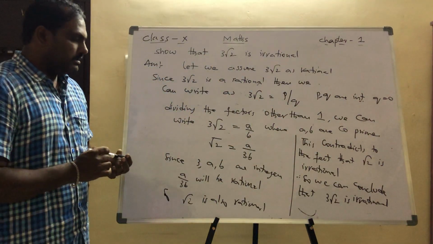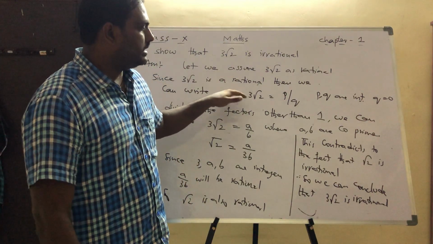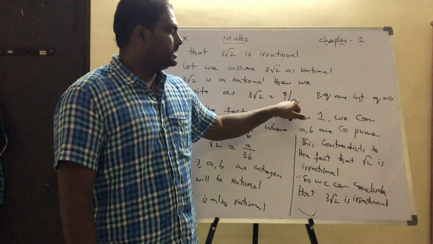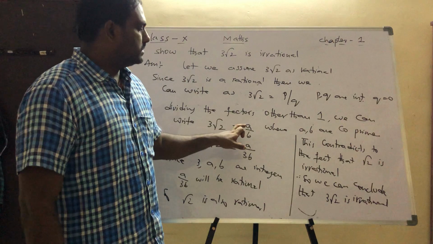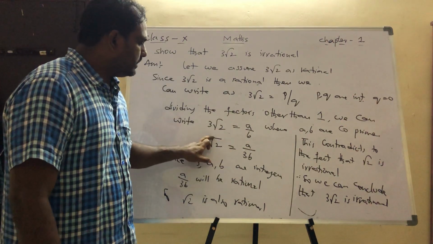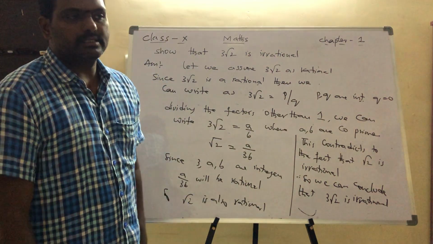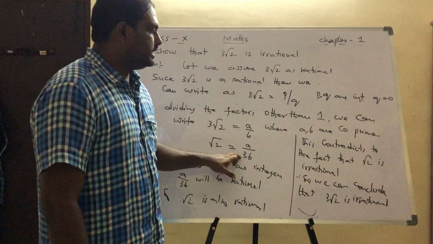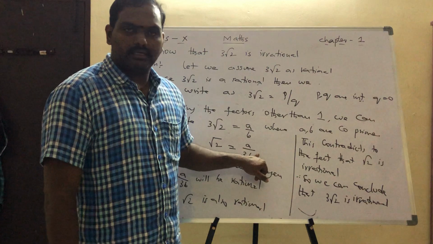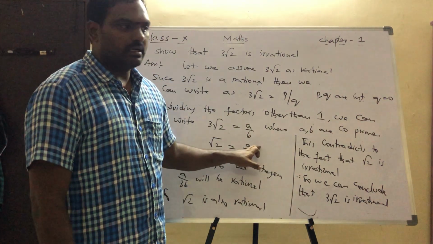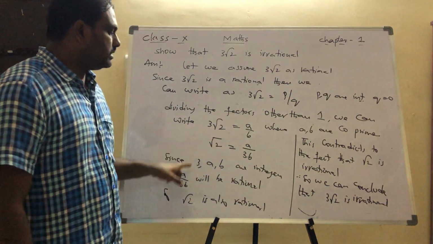Very simple to understand. First, we take it as a rational number. Since a rational number is there, we can write it in the form of p by q. Since p by q is there, we can cancel and write in terms of coprime numbers. So root 2 can be written as a by 3b. Now a, 3, b are all integers. So any integers in the form a by 3b will be rational. RHS is rational, so obviously left hand side is also rational.